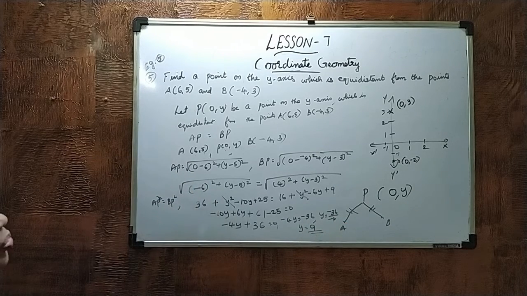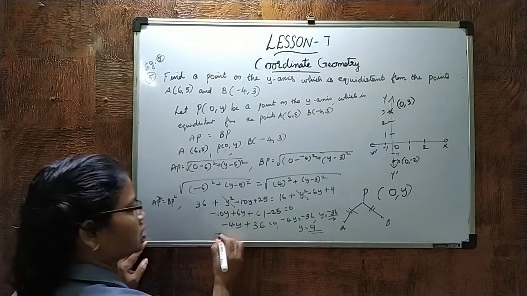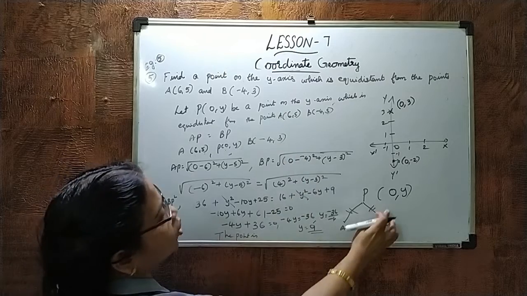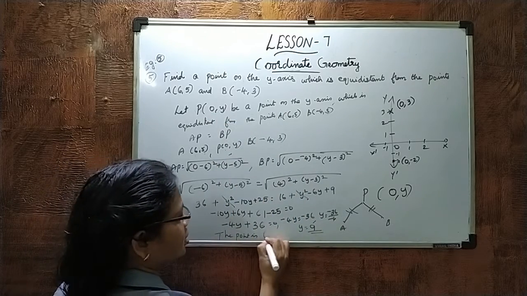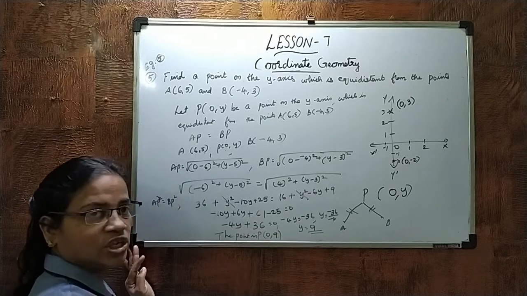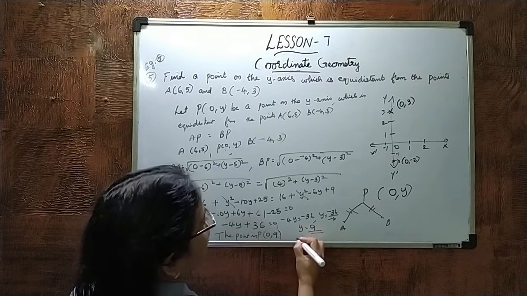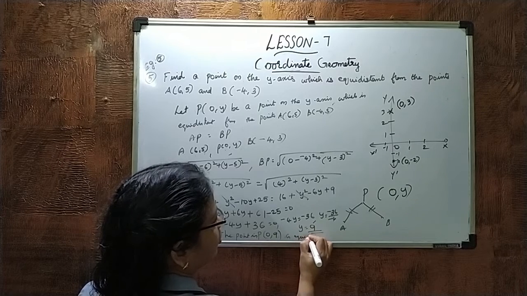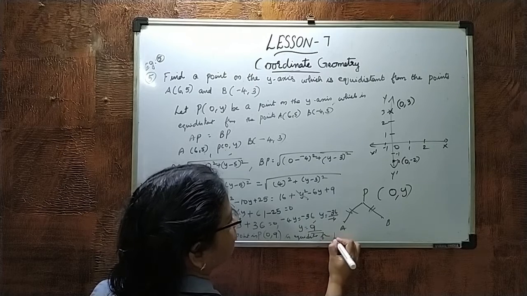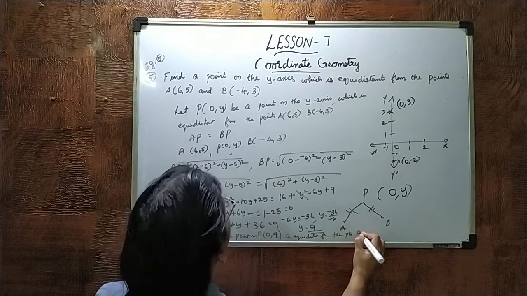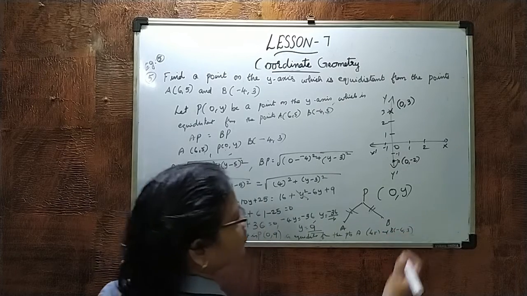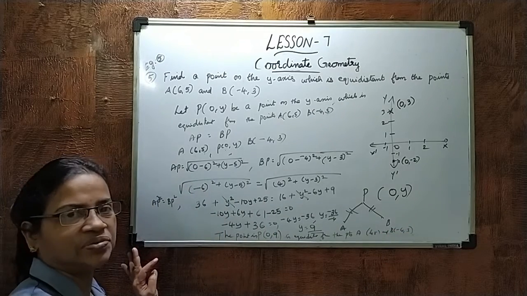Right. So find a point on the y axis. So the point is what? It is (0, y), right? (0, y). That means P (0, y) is (0, 9). P (0, 9) is equidistant from the points A and B. From the points A (6, 5) and B (negative 4, 3). Okay, clear? Same way as we did it earlier.